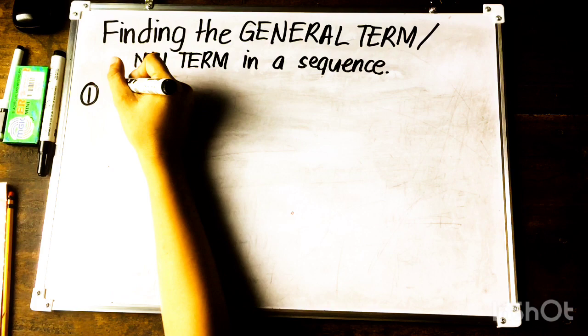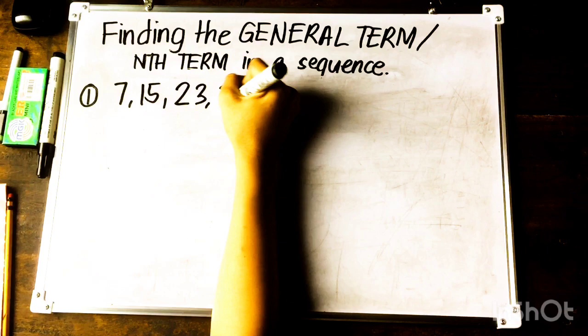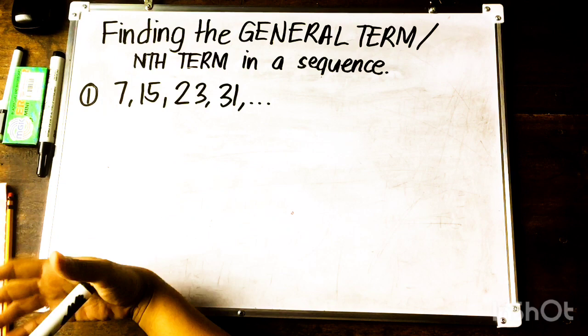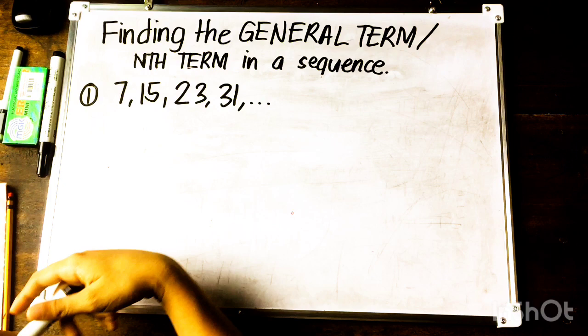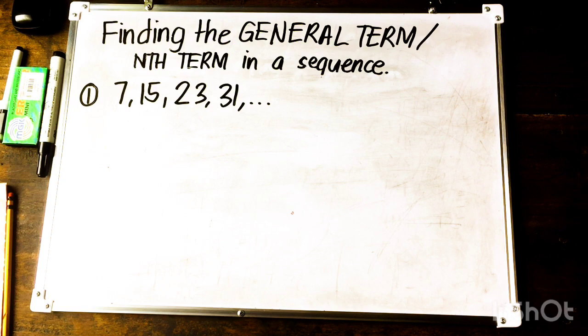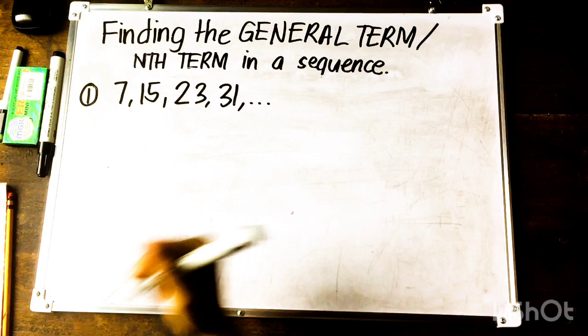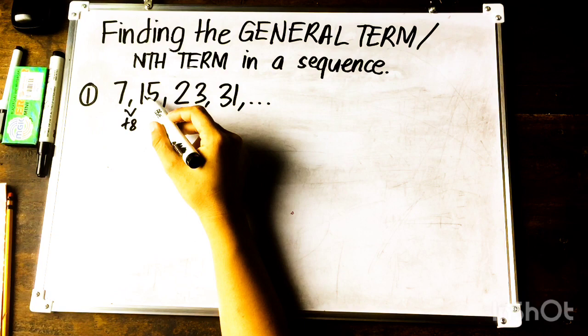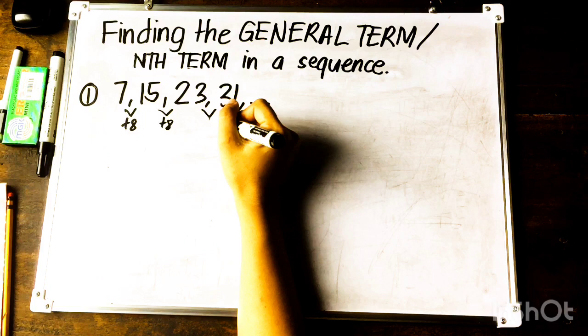For example, we are given 7, 15, 23, 31, and so on. Now, the first step is to check if there's a pattern. In this case, how do we check the pattern? Ask yourselves how come 7 becomes 15, 15 becomes 23, 23 becomes 31. Is there a pattern that is true to all of these terms? What do you think? Yes, there is a pattern. How come we get 15 from 7? We added 8, right? Similarly, from 15, we added 8 also. And then from 23, we added 8 to get 31.